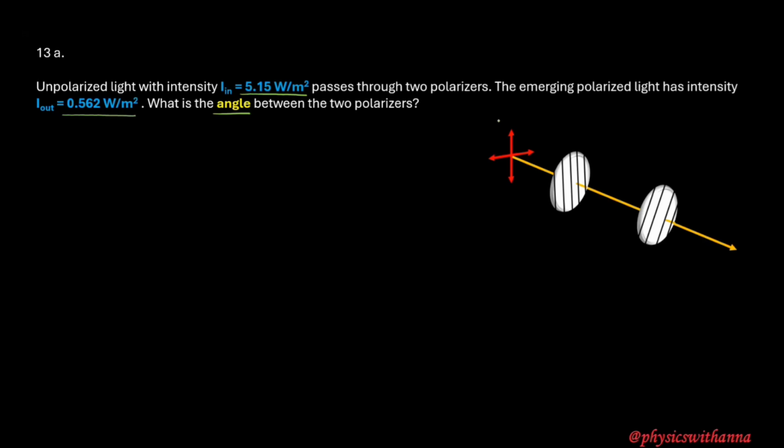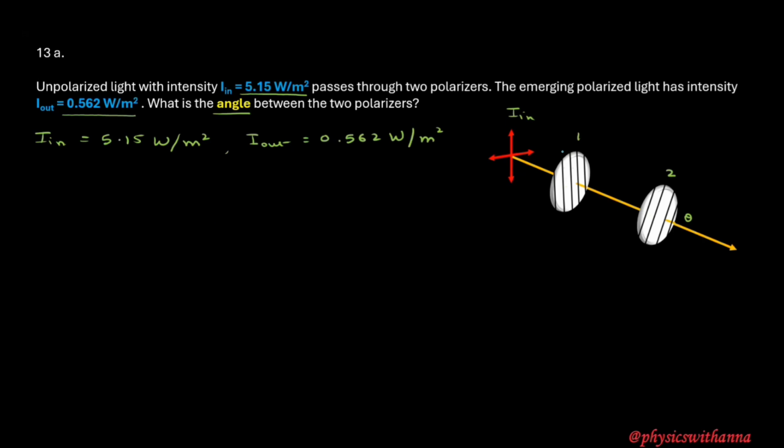So here we have an unpolarized light of intensity I in, which they have given us to be 5.15 watt per meter squared, and it passes through two polarizers. Let us call them polarizer 1 and 2. The angle between these two polarizers be theta. The emerging polarized light has an intensity I out, which is 0.562 watt per meter squared. We need to find this angle theta between polarizer 1 and polarizer 2.